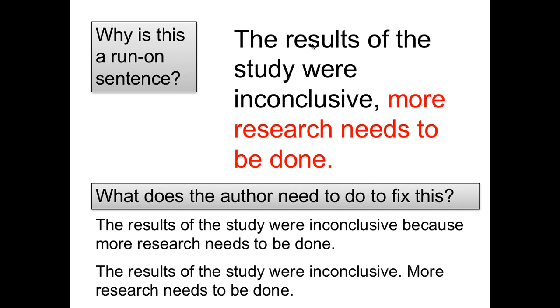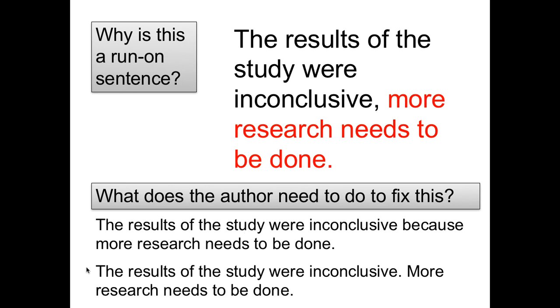What about this? The results of the study were inconclusive. Is this a complete idea with a subject? The results of the study? Yeah. And a verb? Were? Yeah. So you can't just stick them together with a comma. In English, this is the way that you would have to write it. In order to fix this, you could write, the results of the study were inconclusive because more research needs to be done. This linking word indicates that these two independent clauses or thoughts are now one.